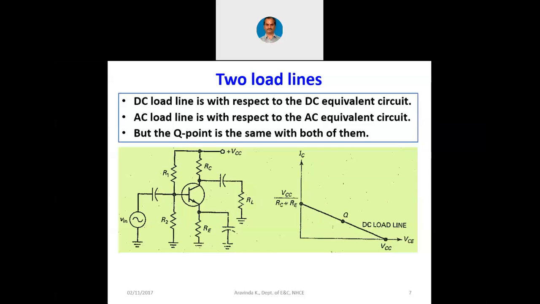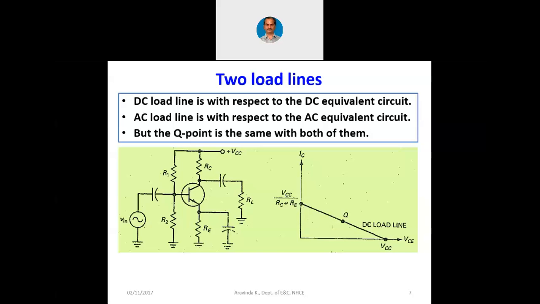Good morning, students. In the previous class, we were discussing these two load lines. One is DC load line and one more is AC load line. Just to have a brief revision, DC load line is with respect to the DC equivalent circuit and AC load line is with respect to the AC equivalent circuit.